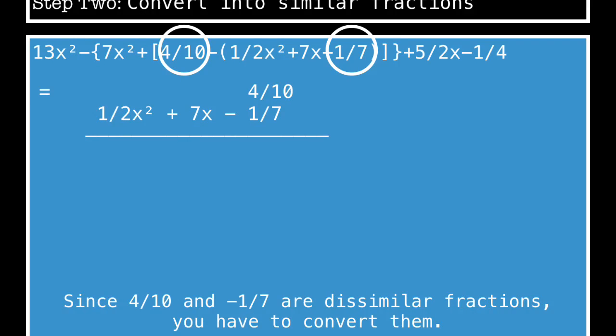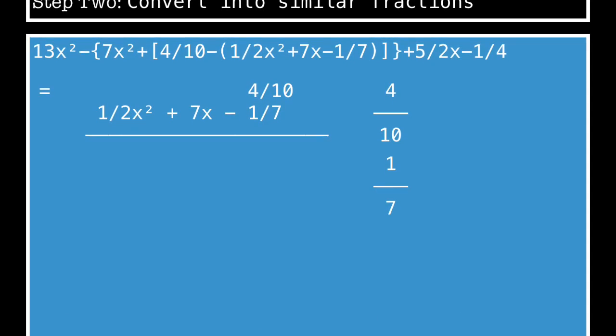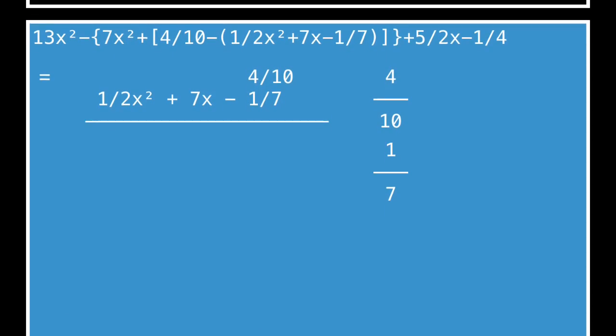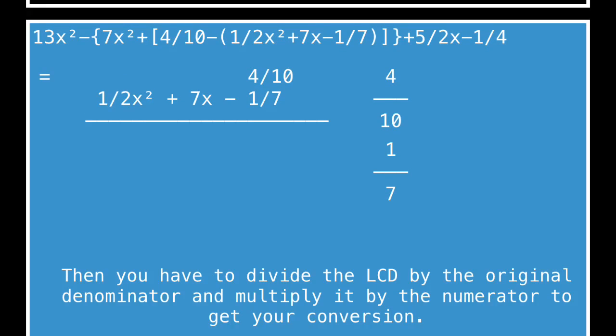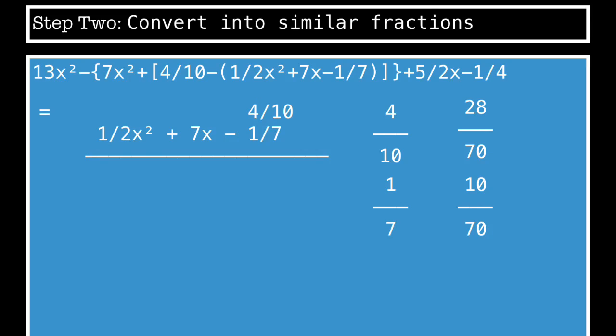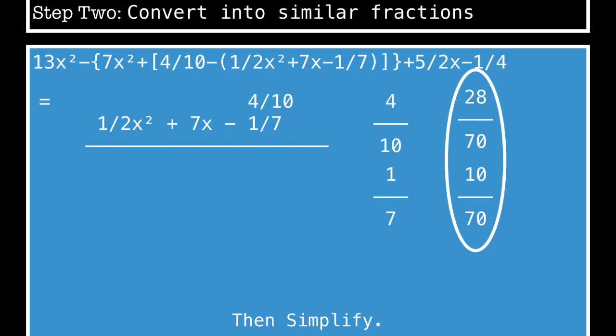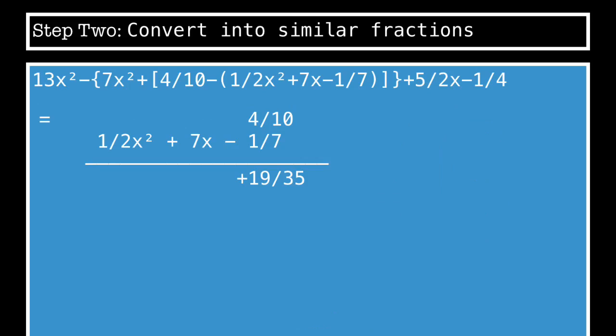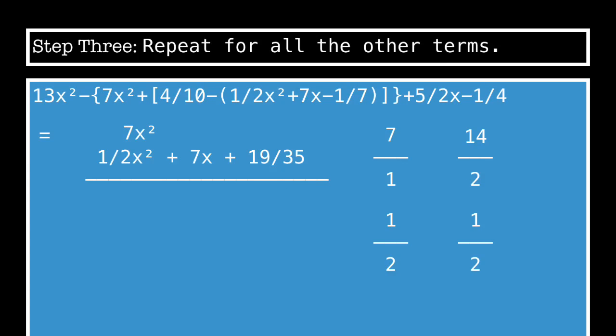Since 4/10 and -1/7 are dissimilar fractions, you have to convert them. So here we convert them in order to make them into similar fractions. Then you have to divide the LCD by the original denominator and multiply it by the numerator to get your conversion. Then simplify. Afterwards, you basically just repeat the step for all the other terms.